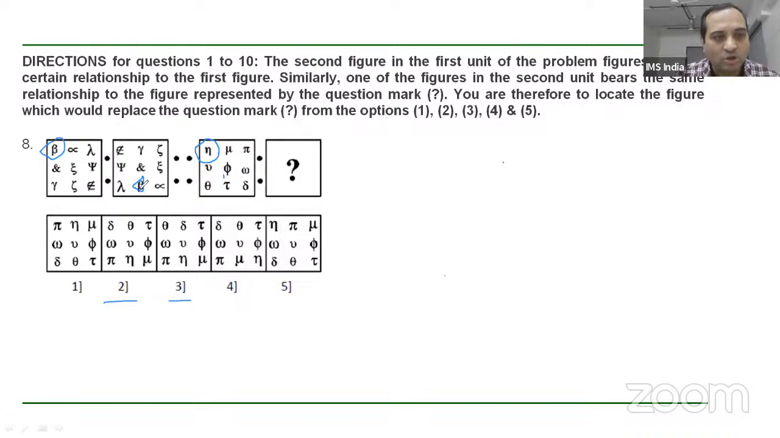So what will I do? How do you get the top left element? This element goes to the top left. So that means, can I say delta should go to the top left? And hence my answer is second. Yes. So my answer is second option. Correct.